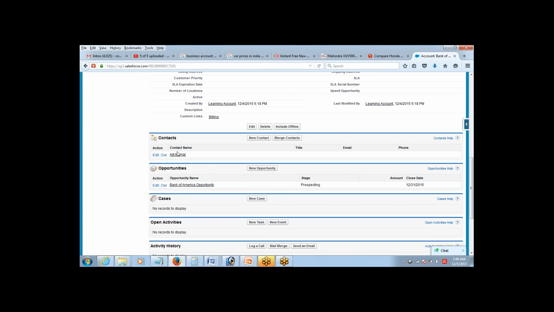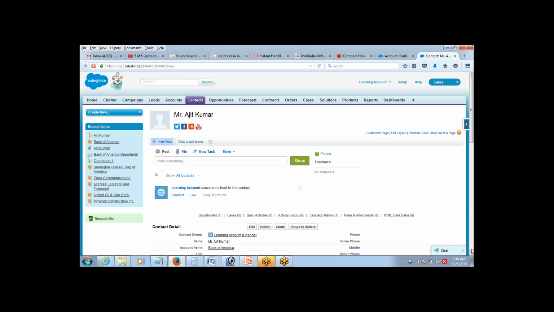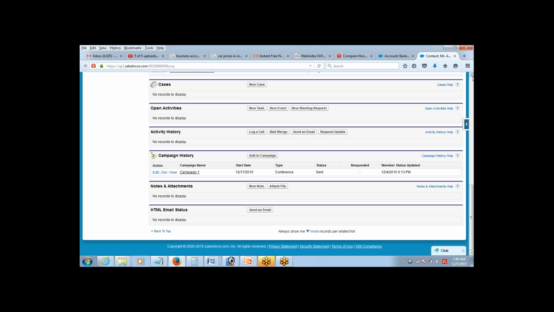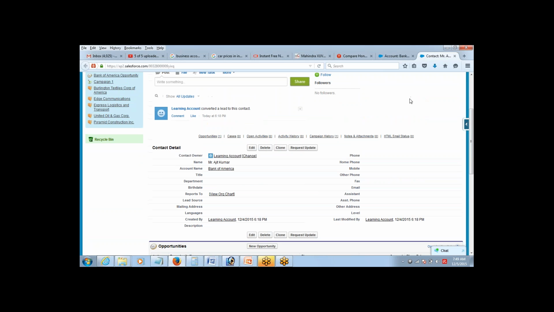If you go into the contact, you will see that you will have the option of entering all the individual information here. All information related to this gentleman can be entered here: his title, his date of birth, email address, mobile, home phone, office phone, assistant number, everything, mailing address, right? So breaking it into different records is in a way helping us store more information about these records.